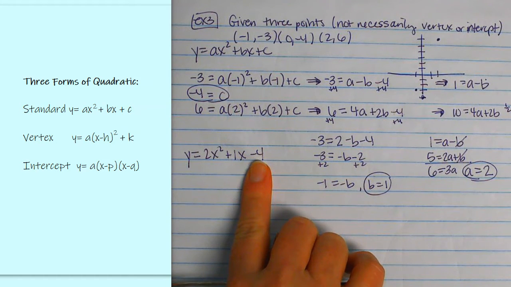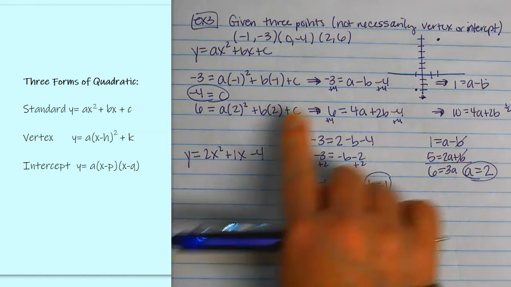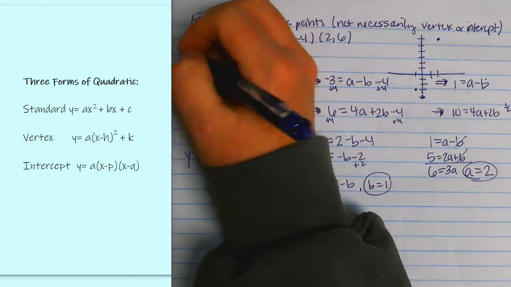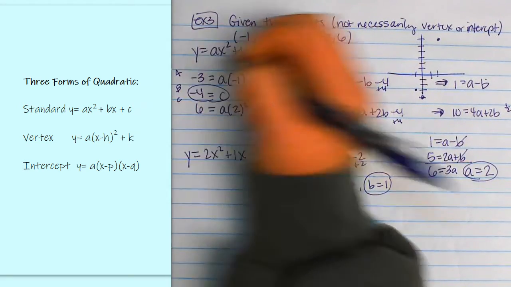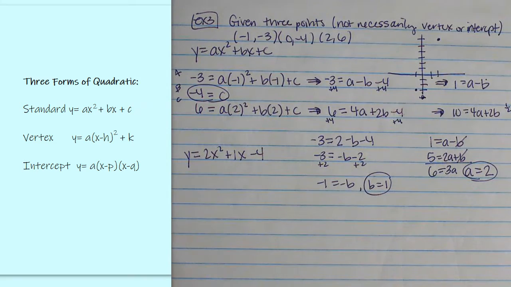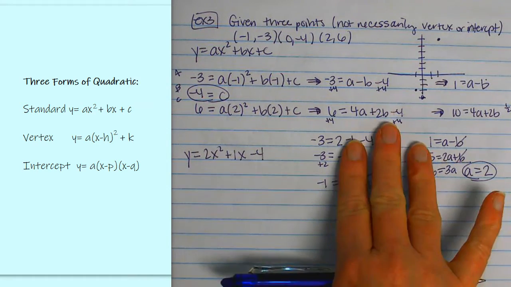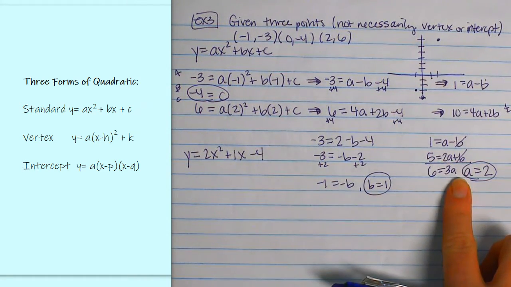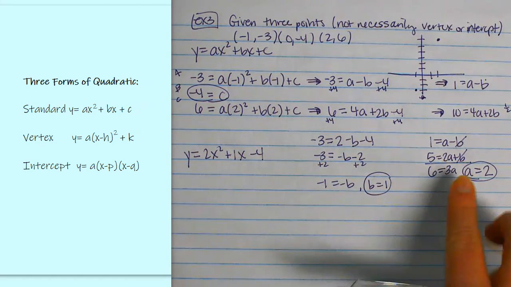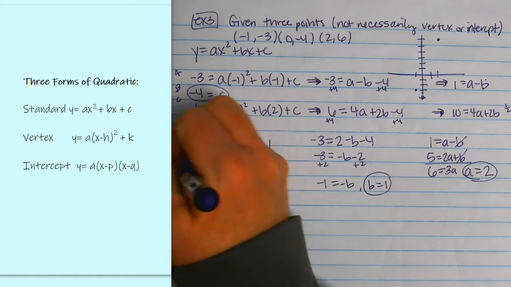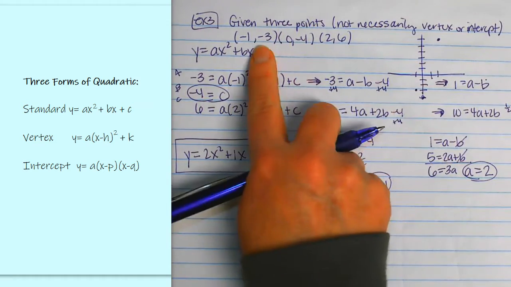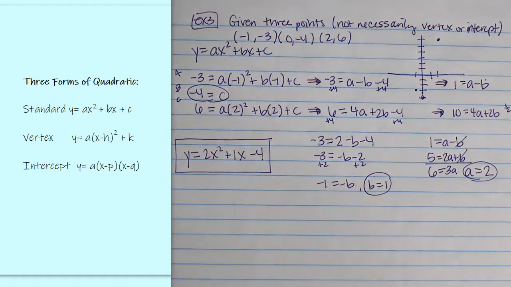So we had to use substitution to get 3 equations, 1, 2, 3. We called these A, B, and C before. The 3 equations simplified a little bit, so all we had to do was a simple elimination in order to figure out what A, B, and C were. And this is the quadratic that we were looking for that has all 3 of these points.